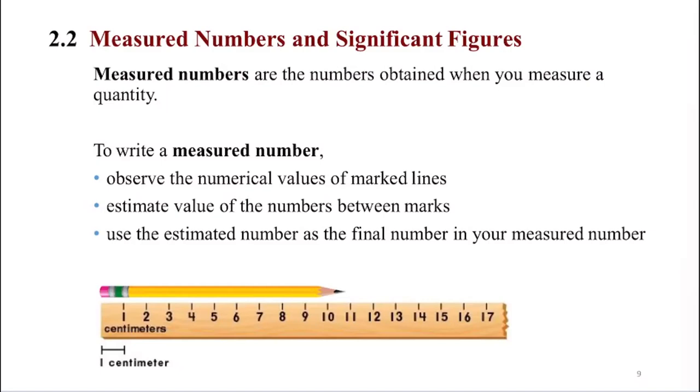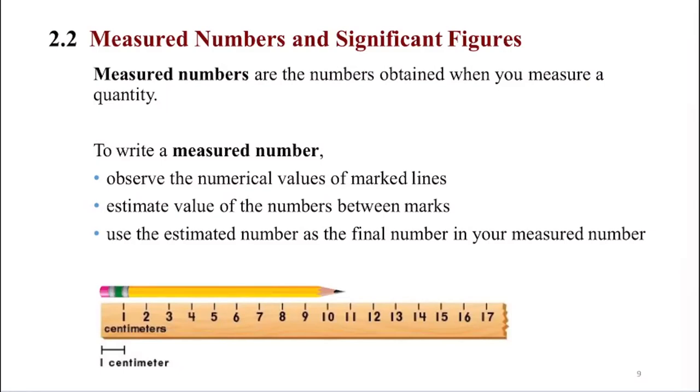Now, it is important to note that when we write a measured number, there are particular things that need to be included in that measurement. We are going to have a particular standard that we're going to use to give us our measurements. In the example that we have here, we have a ruler and we're measuring this object, which happens to be a pencil. So when we have a measured number, first we're going to have numerical values that are given by the marked lines in our instrument of measurements, okay?